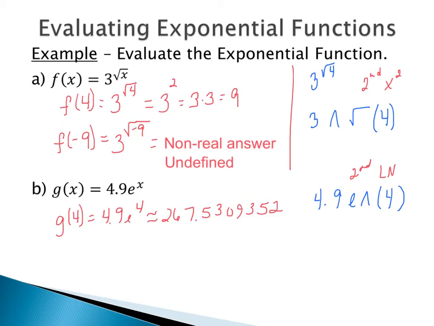Let's try a negative number for this one. I'll go a little bit smaller. Let's try g of -3. So we would have 4.9 e to the -3. If I were to work this out by hand, at least one additional step, knowing that that negative exponent, we can rewrite this as 4.9 over e to the 3rd. It is not required to write it that way, because again, we are going to just end up using our calculator. So you do the same exact steps that you had before.